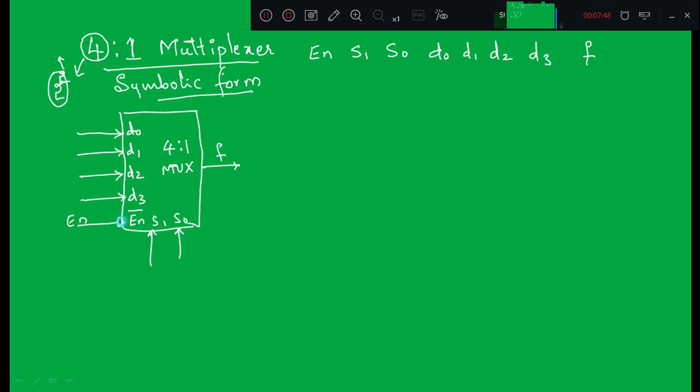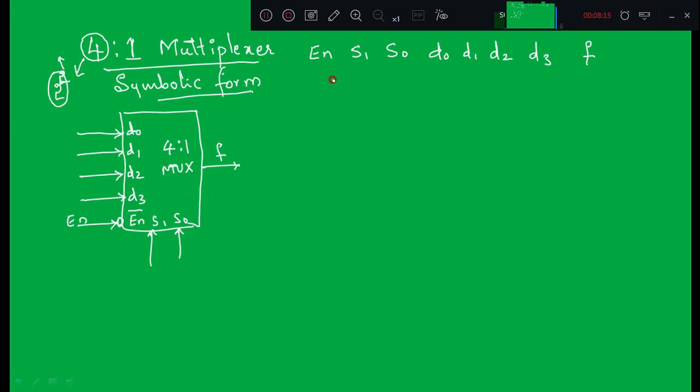If there is a bubble, that means that particular pin is active low, and it has only one output, which is active high. So both the inputs except enable, the select lines as well as the data lines, are active high inputs, and only enable is an active low input, and the output is also active high. Now let me write a truth table for this.